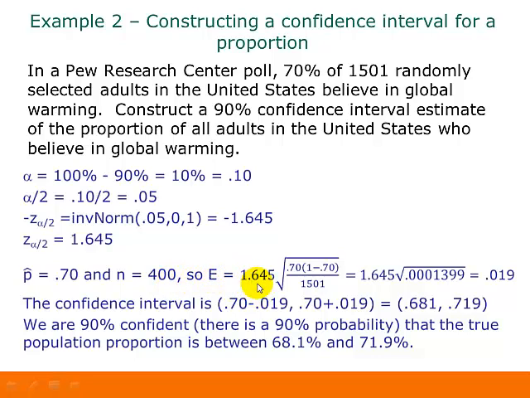So our margin of error is 1.645 times the square root of 0.70 times 1 minus 0.70 divided by 1,501. And that turns out to be 0.019. So our confidence interval is, our lower limit is 0.70 minus 0.019, our upper limit is 0.70 plus 0.019. So our confidence interval is 0.681 up to 0.719, or from 68.1% up to 71.9%. And the interpretation of this is that we are 90% confident, or we can say there's a 90% probability that the true population proportion is between 68.1% and 71.9%.